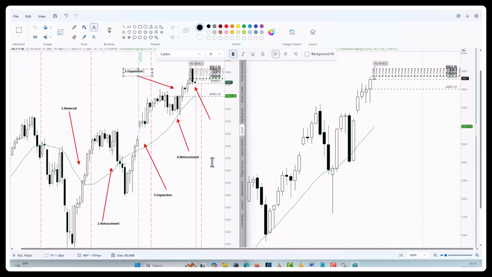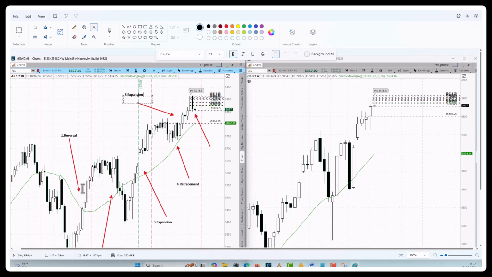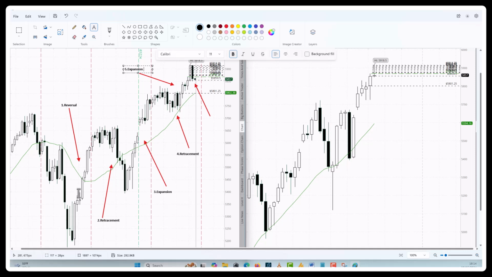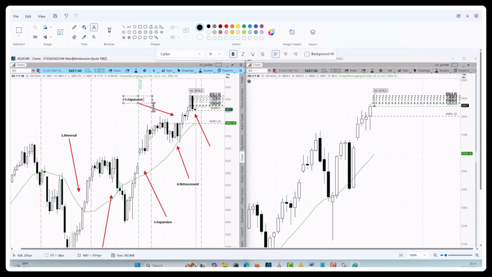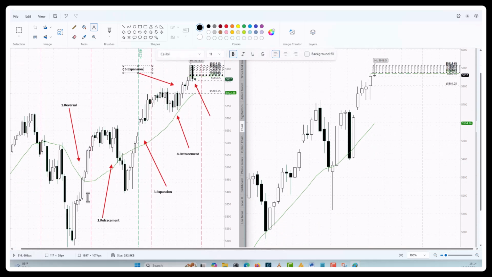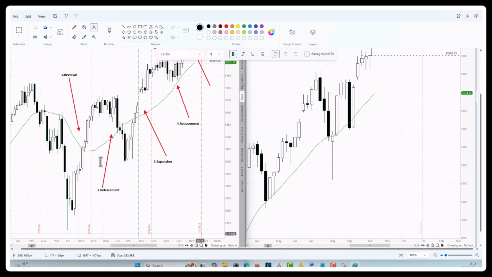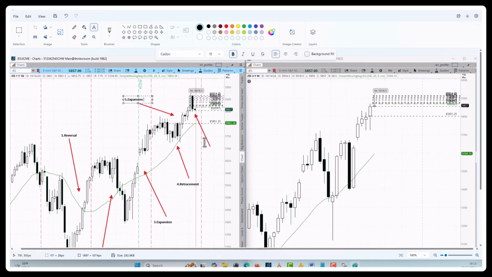Yeah, so far we see one leg expansion right here, or reversal. Reversal, or expansion, 2, 3. 3 legs expansion right there, if you count this reversal, but it's expansion right there. So 1, 2, 3 legs up right there. 1, 2, 3 legs up. You see that?